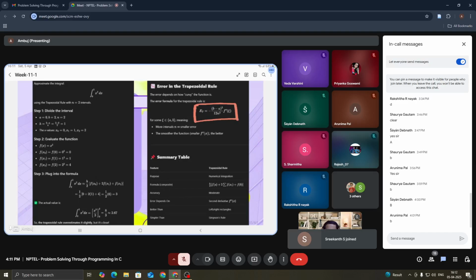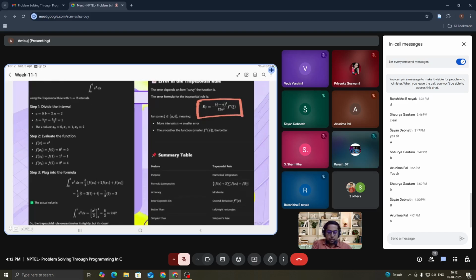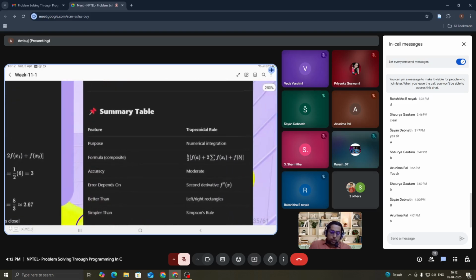Very important from the GATE examination point of view. In summary, what is the purpose? The purpose is numerical integration. What is the formula? h by 2 times [f of a plus twice the summation of f of xi plus f of b]. Accuracy is moderate. The error depends on the second derivative f double dash x, and it is better than left or right rectangles, and simpler than Simpson's rule also.